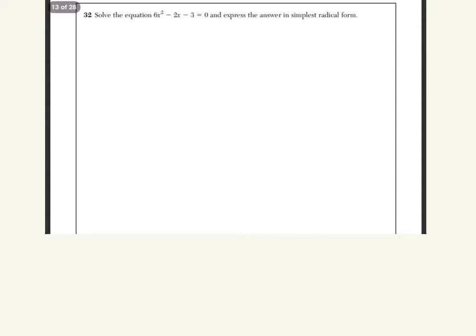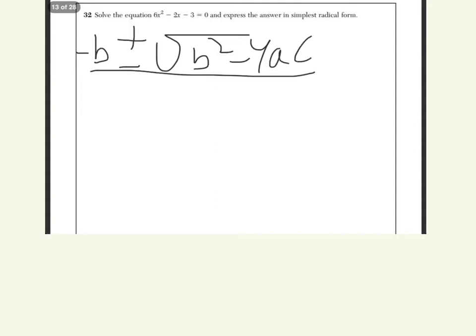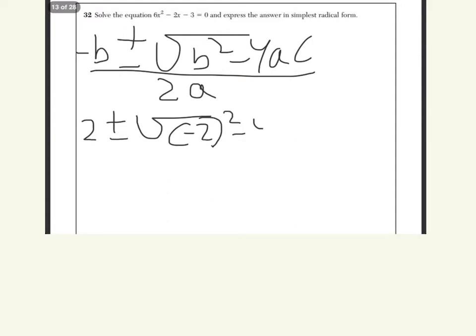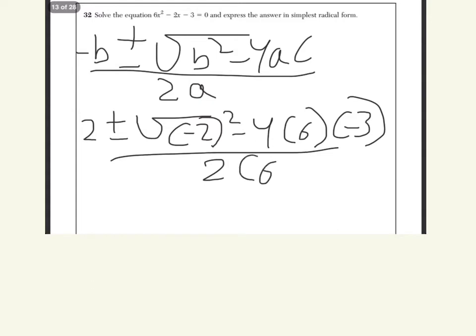So if we use the quadratic formula now to actually find the answer, we know that the formula is negative b plus or minus radical b squared minus 4ac all over 2a. And we have all those a, b, and c values on the top, so when we plug all of that in, you get 2 plus or minus radical negative 2 squared minus 4 times 6 times negative 3, all over 2 times 6.